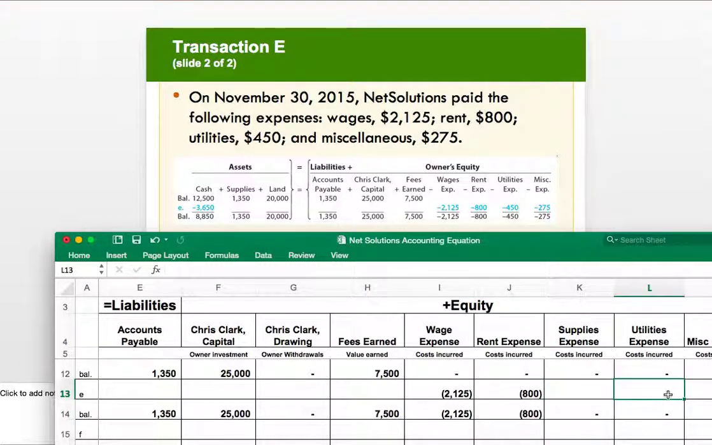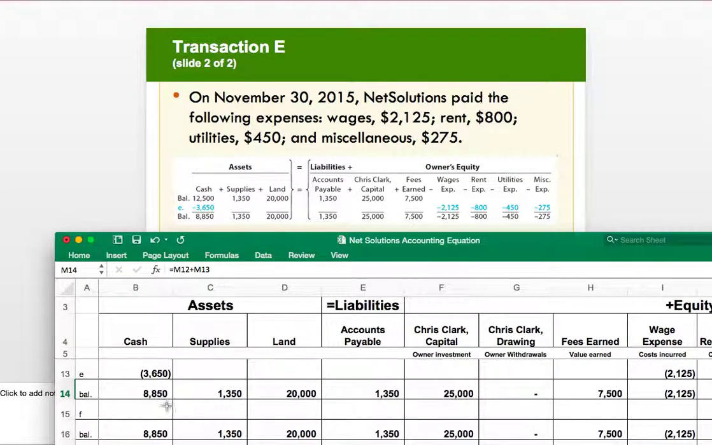Utilities expense, 450. And miscellaneous, I forgot the minus there. Miscellaneous is negative 275. And that is paying our expenses.